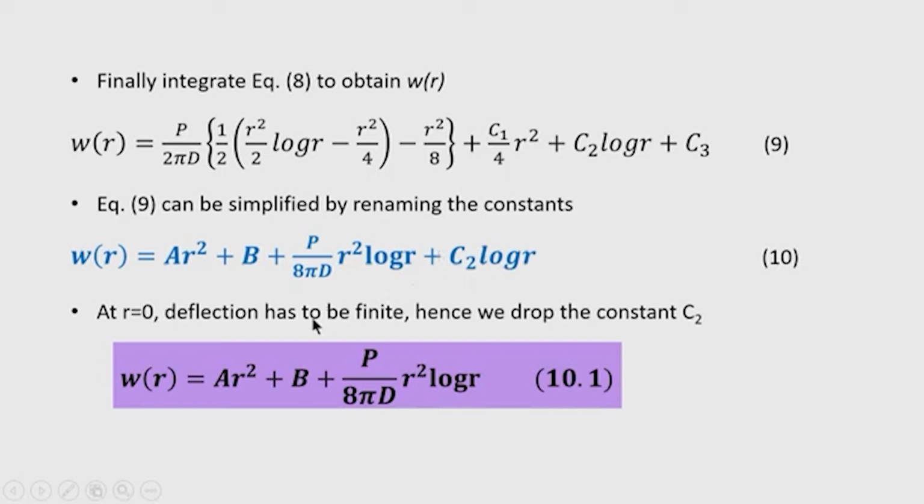So, therefore, for finite deflection we drop the constant C 2 and therefore, the final expression for the deflection can be written as W r equal to A r square plus B plus P by 8 pi D r square log r. So, this is the final expression for the deflection. Okay. Now, with this expression that is evaluated for a concentrated load acting at the center, we can now proceed to evaluate the value of deflection, bending moment, etc., based on the boundary condition.